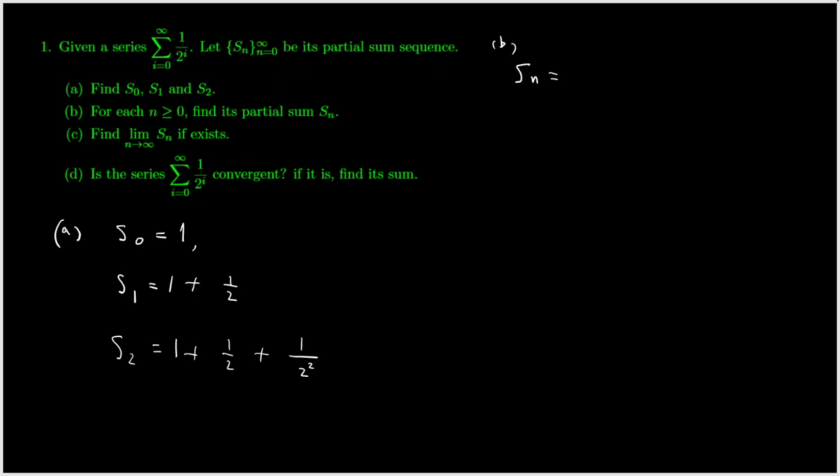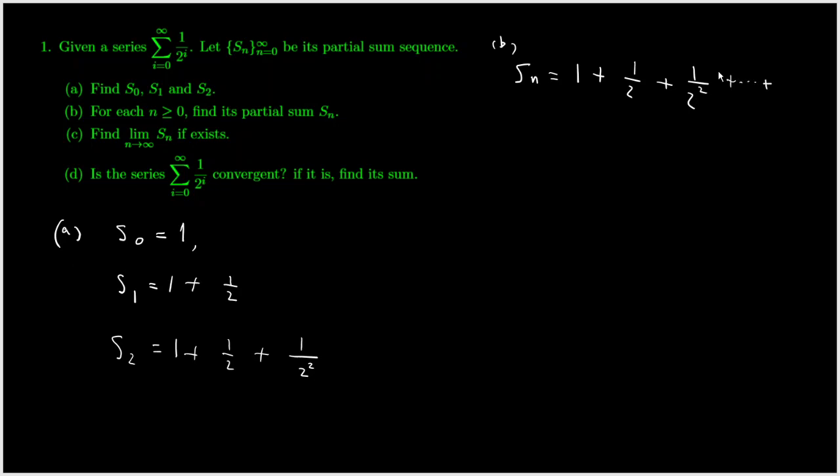Now you see the pattern from question A. Sn is the sum of the first n plus 1 terms. S1 has 2 terms and S2 has 3 terms, and then Sn has n plus 1 terms. Using the definition, it's the sum of 1 plus 1/2, and the next term is 1 over 2 squared. I still cannot write forever, because I don't know how large n is. n could be 100, n could be 10,000. I don't have time to write 10,000 terms, right? I just use dot dot dot.